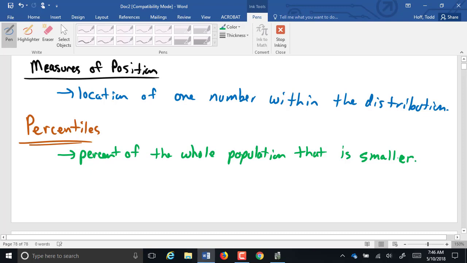So let's say you take a test and you're told, oh, you placed in the 62nd percentile. Did you do fairly well? Well, that's saying 62% of people did worse than you. Now, a lot of people think, well, that's not very well, but think about it. What would average be? 50% would be average. So if you're in the 62nd percentile, you're above average.